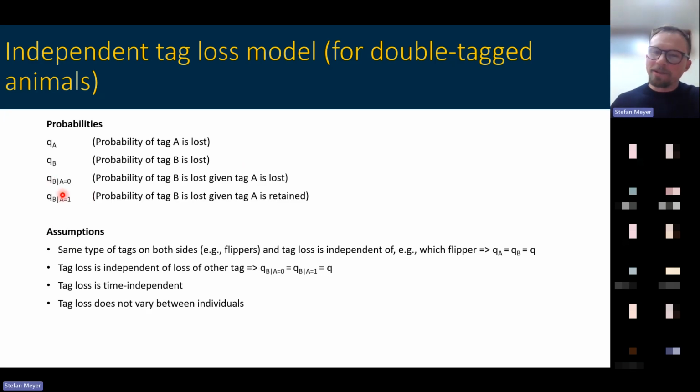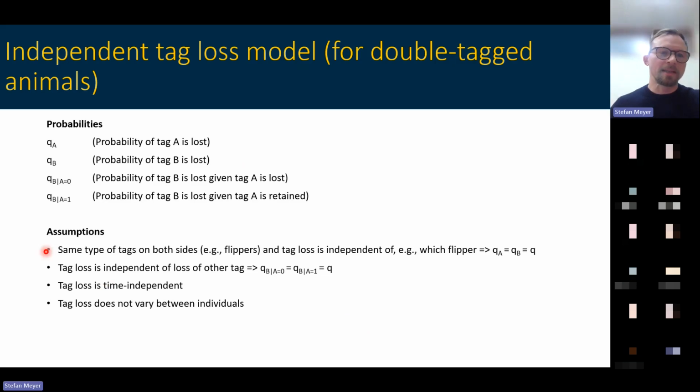So since we have no permanent markings, which I explain later on a little bit, it will be incredibly difficult to estimate separate tag loss probabilities for each of the two tags. So therefore, we assume independent tag loss. And I explain now what this means.